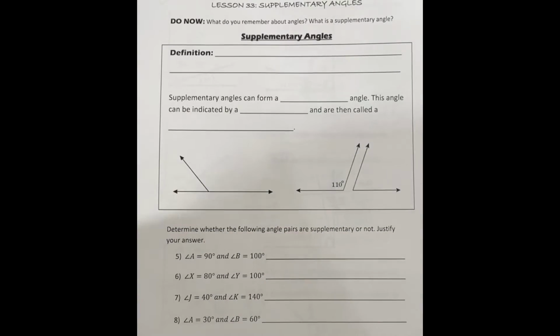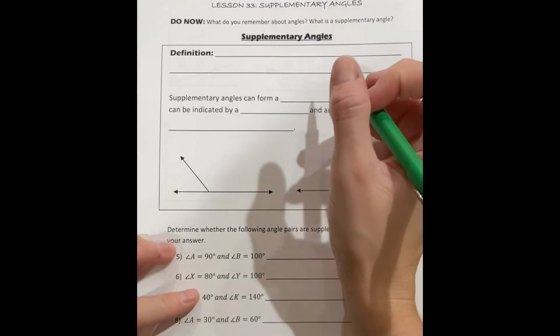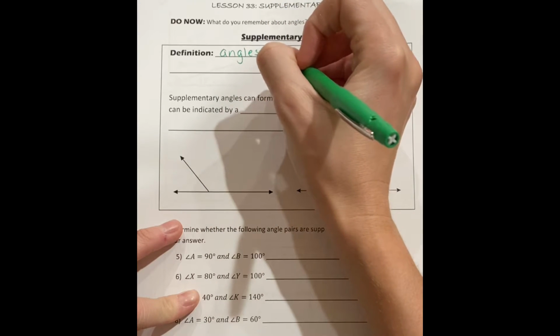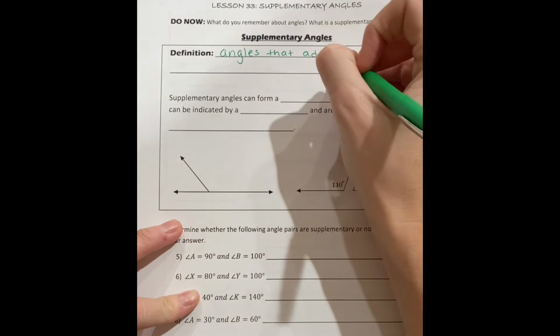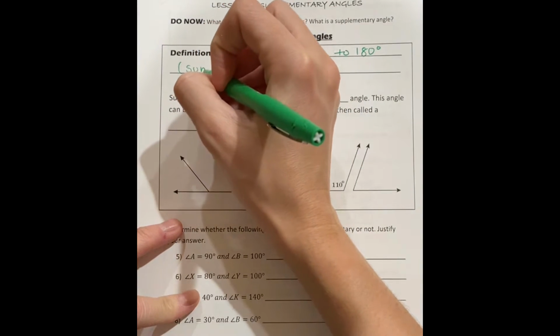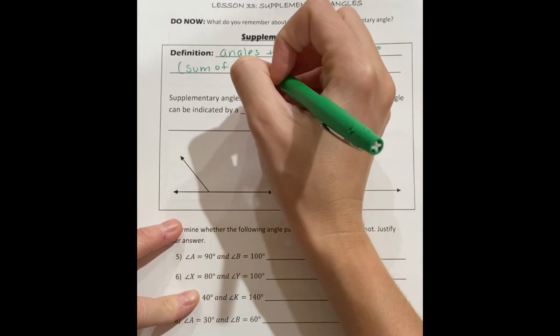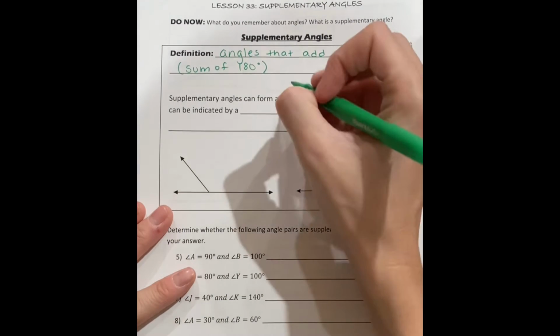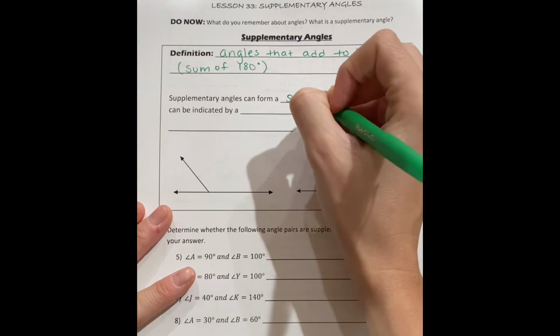Good morning. Today we're going to be doing lesson 3, which is talking about supplementary angles. So first we're going to define what supplementary angles are. Supplementary angles are angles that add to 180 degrees, or we say that they have a sum of 180 degrees. So supplementary angles can form a straight angle.